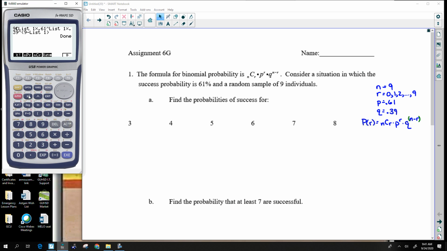What I do with those is I take that list answer and I store it as list 3. Ooh, not comma. Store it as list 3. Okay, the first one wants individual probabilities of these guys right here. So let's go ahead. Here's the probability of 3 right there. So this is where we start.